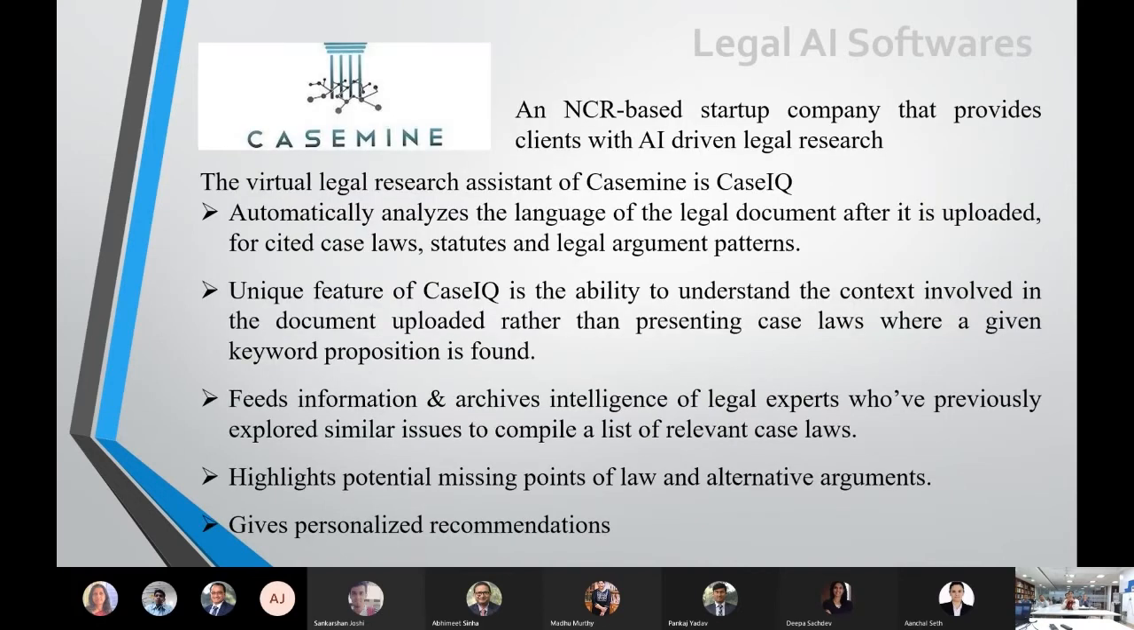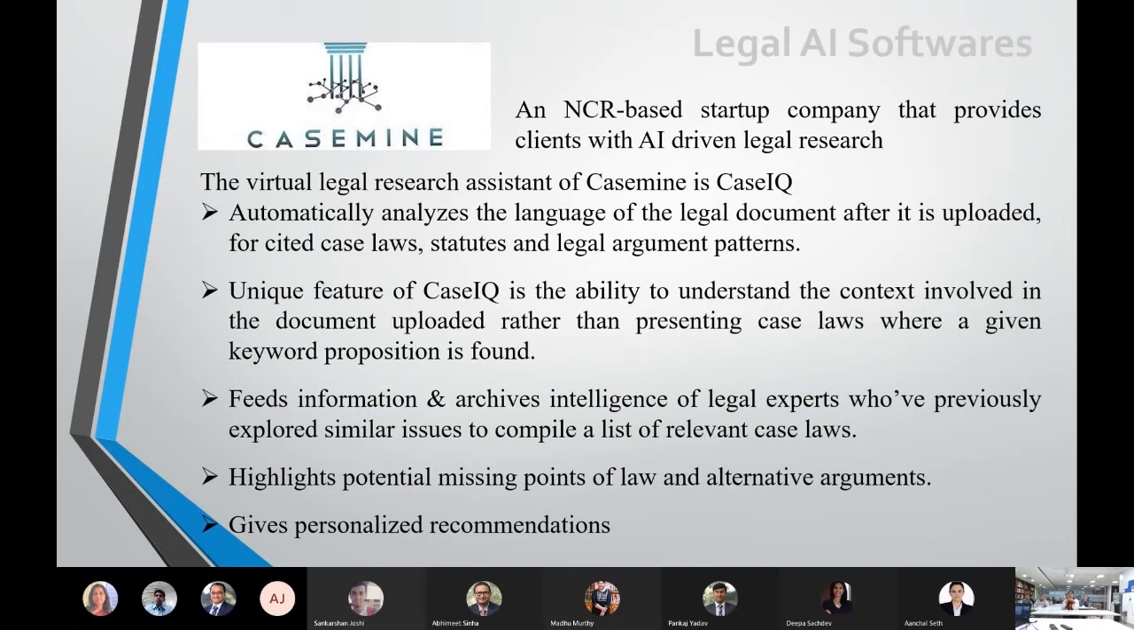Now I will just take you to the specific softwares. The first one, CaseMine. I was surprised to see this is an NCR based startup company in Noida, and I think I came across some emails where they have been promoting it. It provides clients with AI driven legal research. The legal research assistant of CaseMine is called Case IQ.